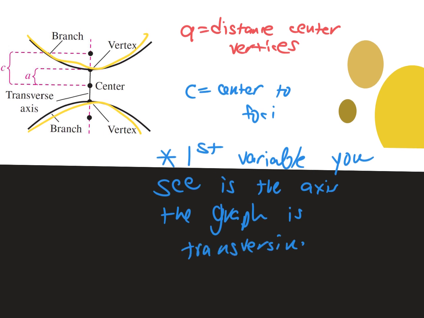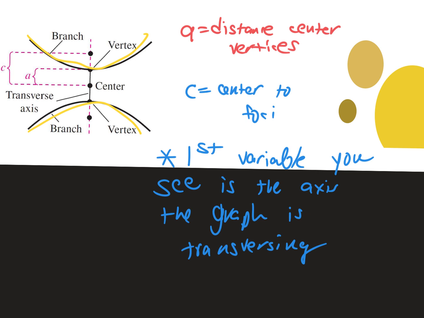You guys are like, what? If x squared is first, which way are your branches opening? If x squared is first, what axis is x? Horizontal, left and right. So if your x squared is first, then it's opening left and right. If y squared is first, it's opening which way? Up and down. It's always the first. Now you don't have to look at where A is bigger. A is always going to be first.